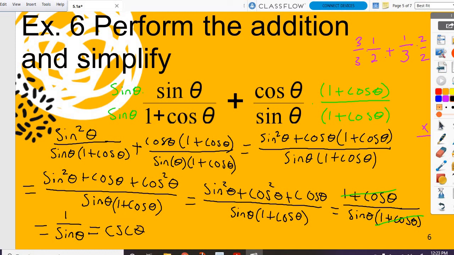Okay. So again, we start with something that has addition and fractions and lots of funky stuff. We end up with something that's just kind of nice, and it's just one function.